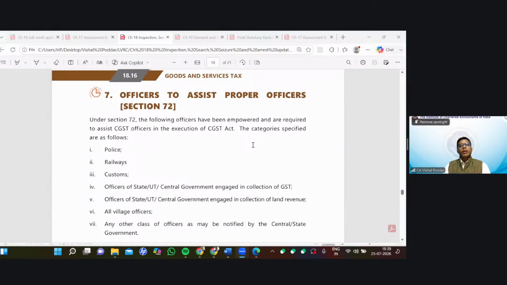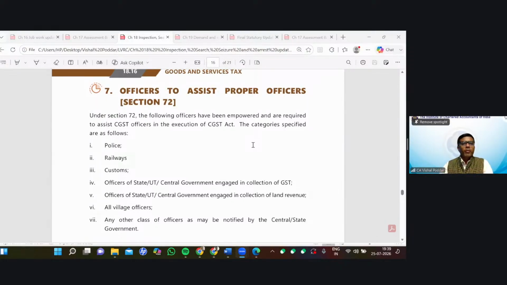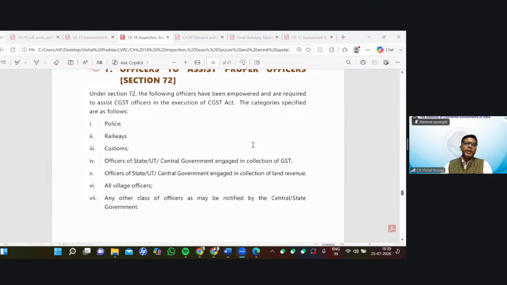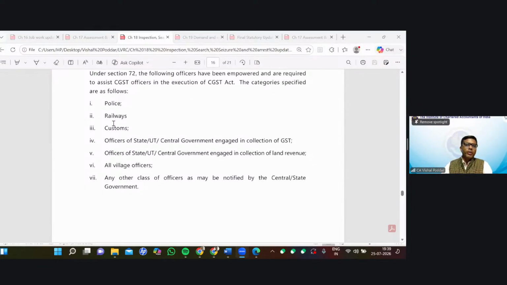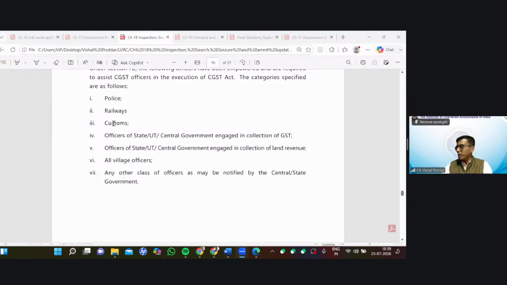Next, officers to assist proper officer. Now, whenever you are going for any type of severe actions, you may require the help of police. So this is where section 72 comes into the picture. It says that the following officers have been empowered and are required to assist the CGST officers in execution of the act. Who are they? Police. That is, these are the officers who can accompany you.